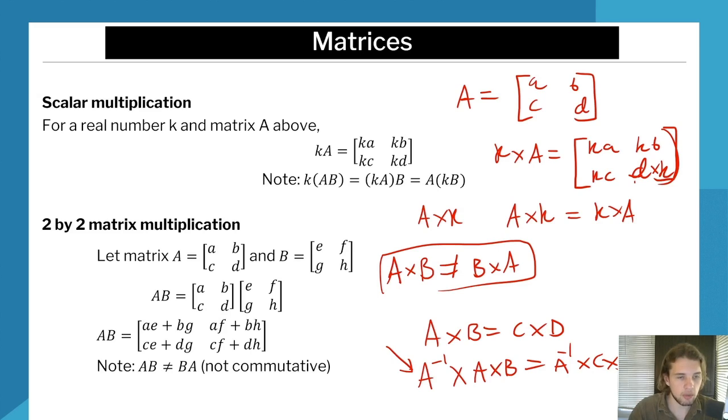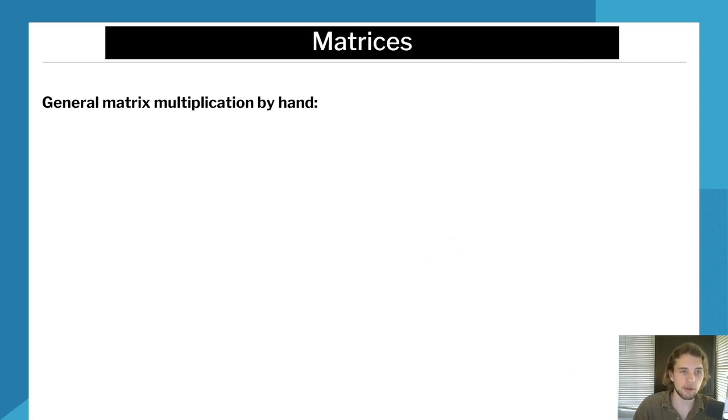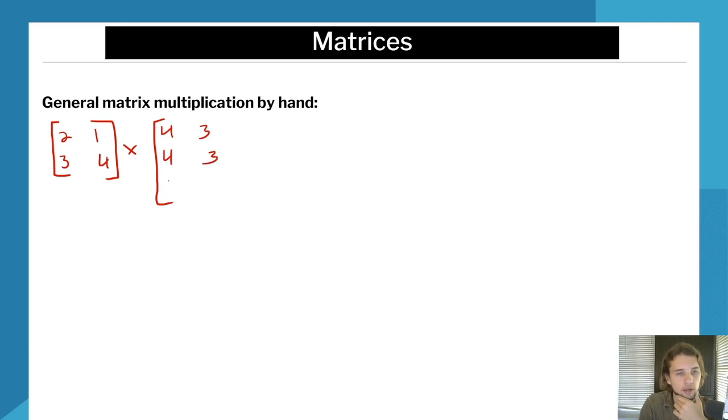So there's 2 by 2 matrix multiplication. I'm going to go straight into doing 3 by 3 or something of that level. Actually, I might start a bit smaller, to give you an understanding of the larger process instead of just knowing a formula to achieve it. So let's look at the two matrices: 2, 1, 3, 4. And let's try to multiply that by 4, 3, 4, 3, 2, 1.